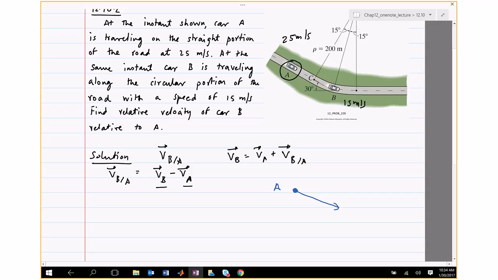So A is traveling, okay, we're going to assume that it's traveling this way. This should have been given, but I think it's kind of obvious, right? The front of the car is this side. Okay, so this is how they move.